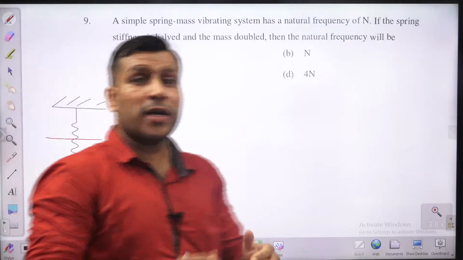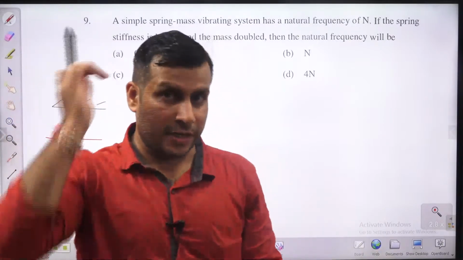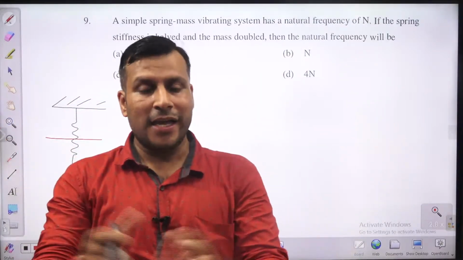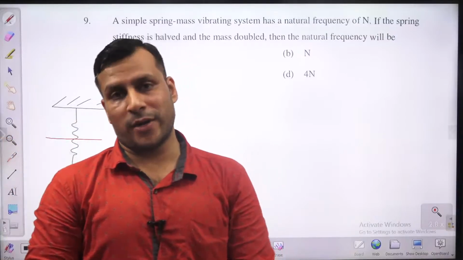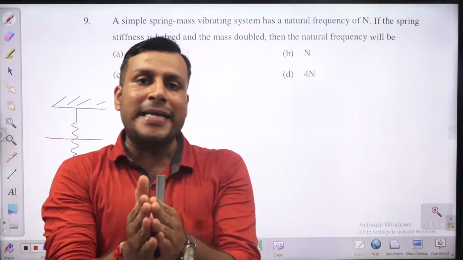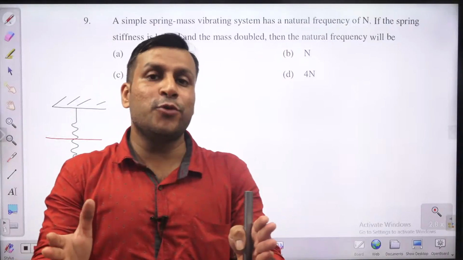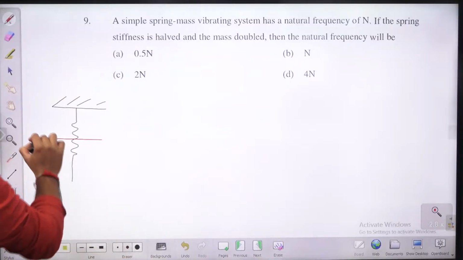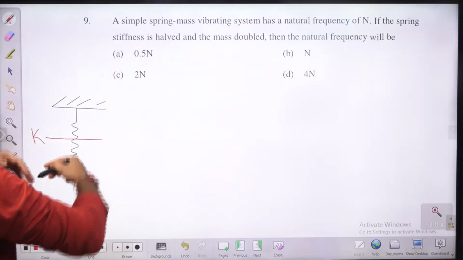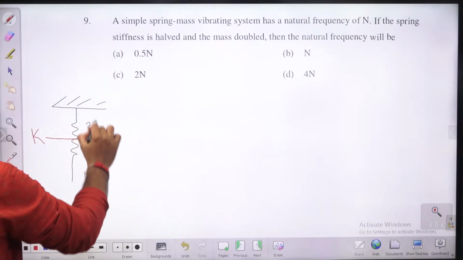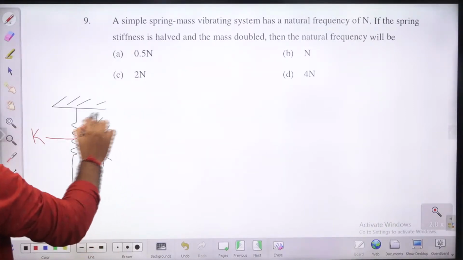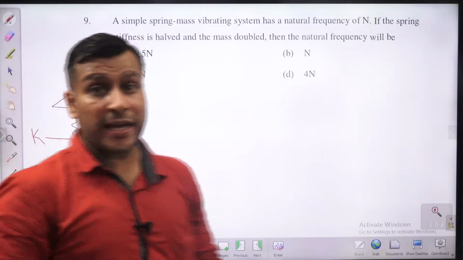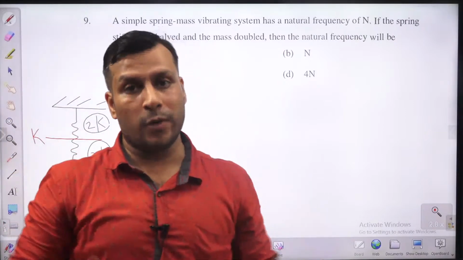If you are cutting a spring into two parts, the stiffness is going to increase. If the number of turns is more, the stiffness will be less. If the number of turns is less, the stiffness will be more. So if you are cutting a spring such that the number of turns decreases, the stiffness will increase. Just remember, if a spring has stiffness K and you divide it into two equal parts, then the stiffness of each part will be 2K and 2K. The upper part will have stiffness 2K, and the lower part will also have stiffness 2K, if you are dividing the spring into two equal parts.